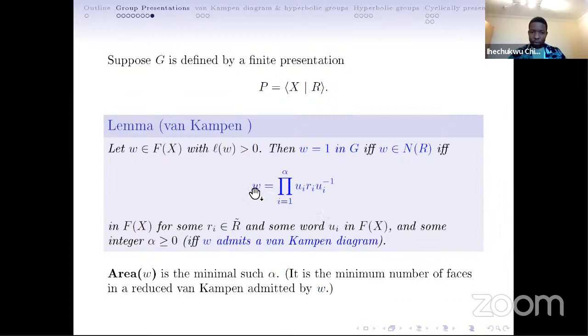So what it's saying is that your W can be written as this product where the R_i's belong to the symmetrized closure of R. And we call the minimal alpha for which you can express W in this form the area of W. It's called area because it does correspond with something that looks like area in your Van Kampen diagram.